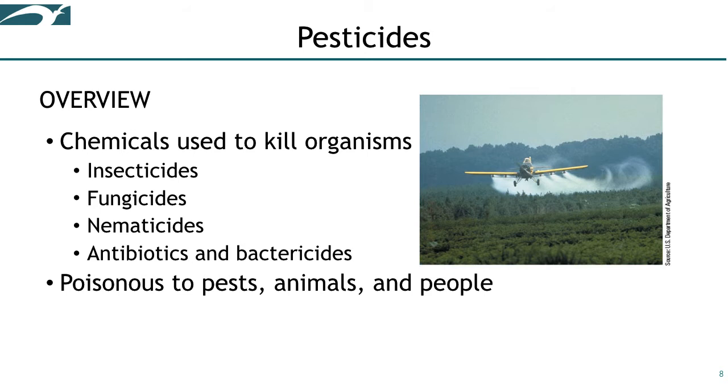If things are still very difficult, your last resort will be to use chemicals: insecticides, fungicides, nematicides, antibiotics, and bactericides. Do remember that these chemicals are meant to kill organisms. That's why you have the "-cides". So they are poisonous to the pests you want to get rid of, animals, and sadly to people. So be very careful how you use them.